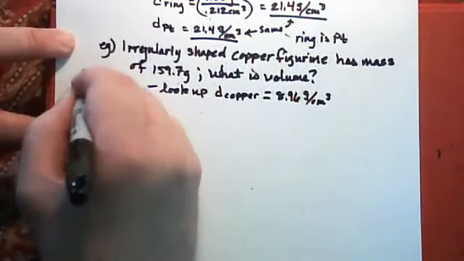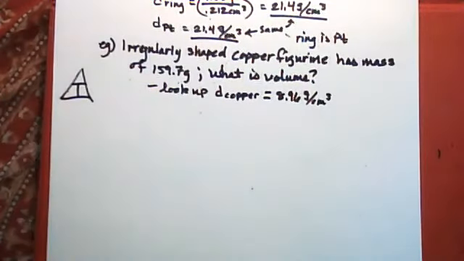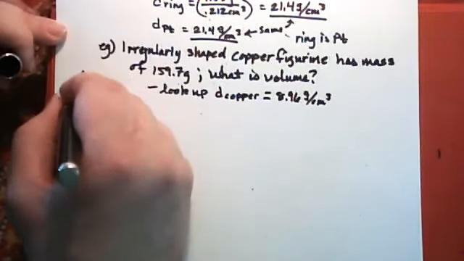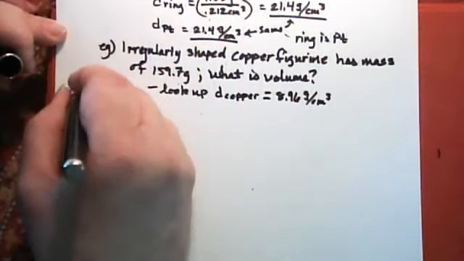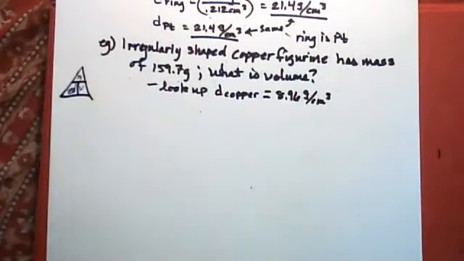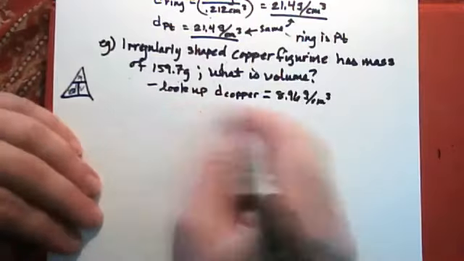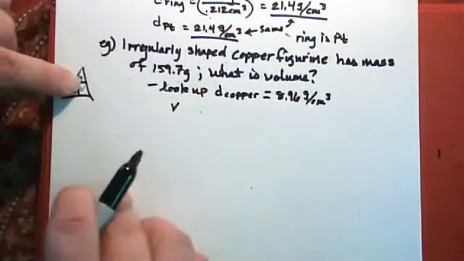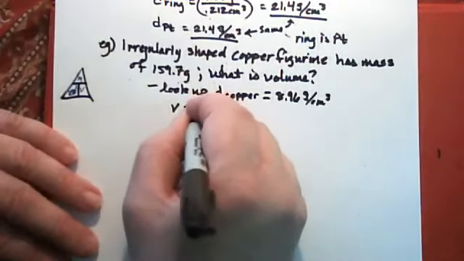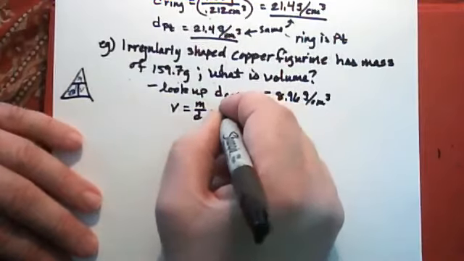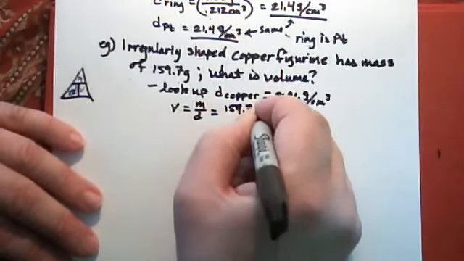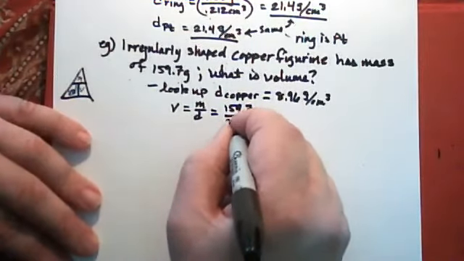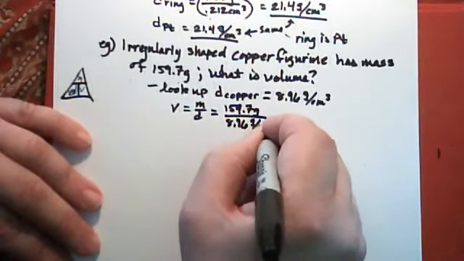We know from our triangle, the density is mass over volume. Well, we've actually got the density, and what we're looking for is the volume. Remember, volume is mass over density. Okay, so 159.7 grams over the density, which is 8.96 grams per cubic centimeter.